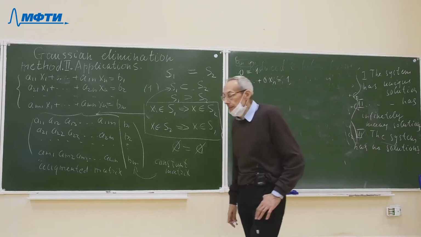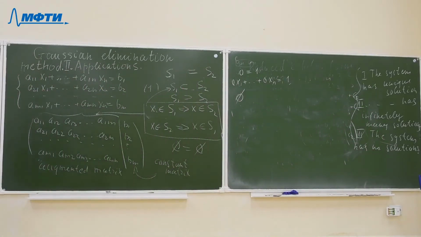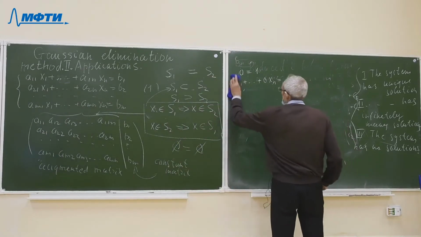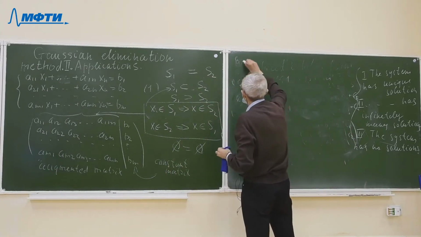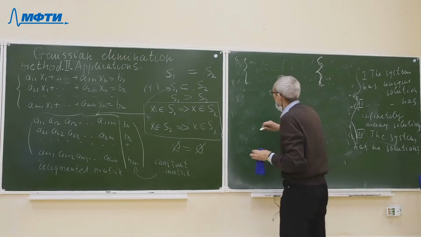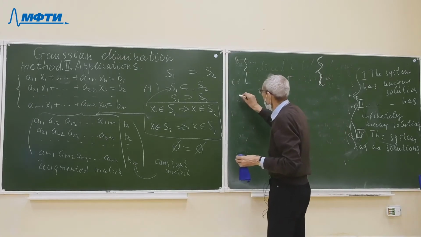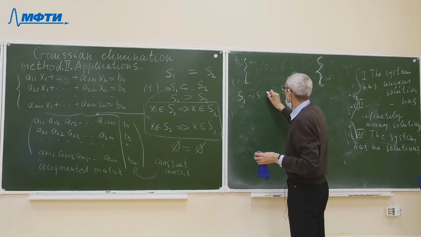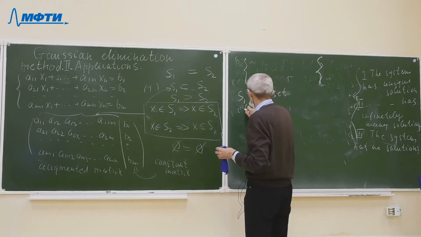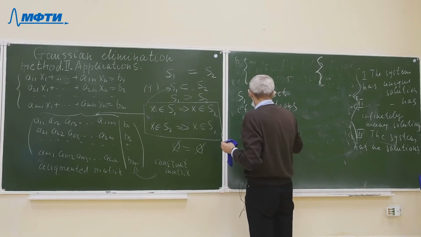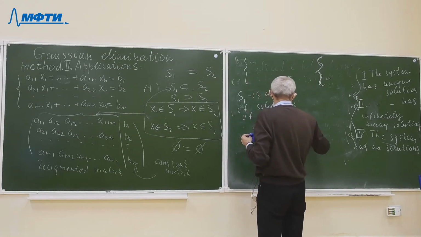What does S mean? Some kind of coefficient? No. We have two linear systems: one linear system and a second linear system. And let S1 be the set of solutions of the first linear system.